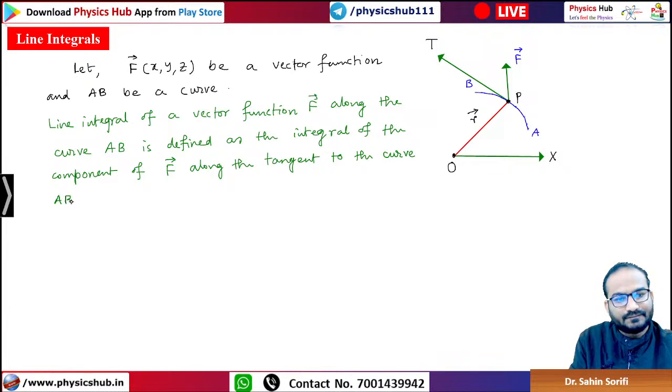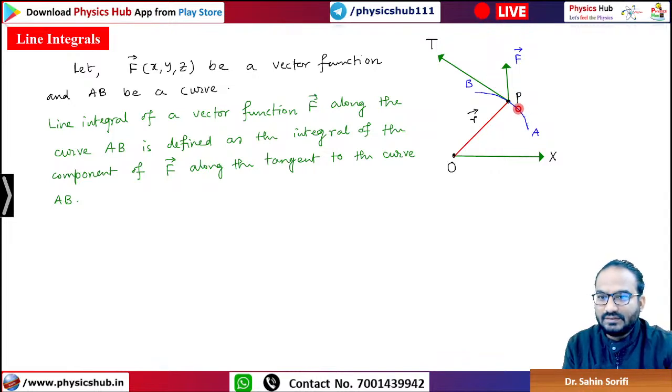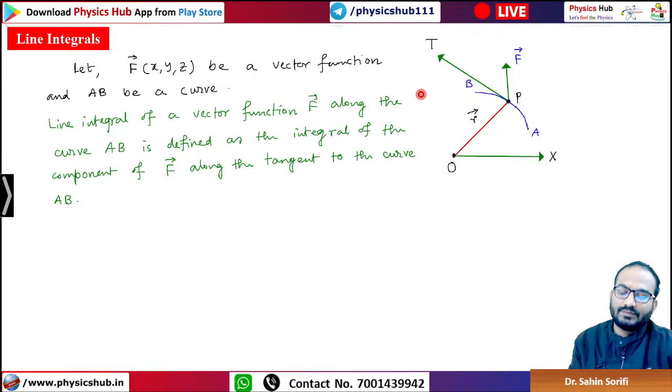AB. Now if I consider all other points, if you consider this point, the tangent will be different. If you consider this point, the tangent will be like this. For this, tangent will be like this. So when you integrate all of these components, then you get the line integral.